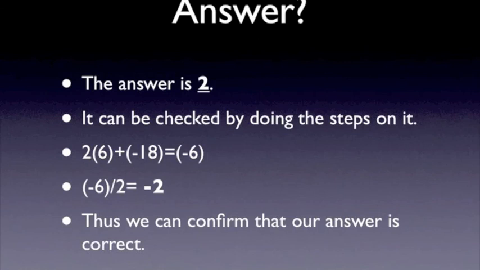It can be checked by doing the steps recorded in the question, which is 2 times 6 minus 18, which equals negative 6, then negative 6 minus 2, which equals negative 2. Thus, we have checked.